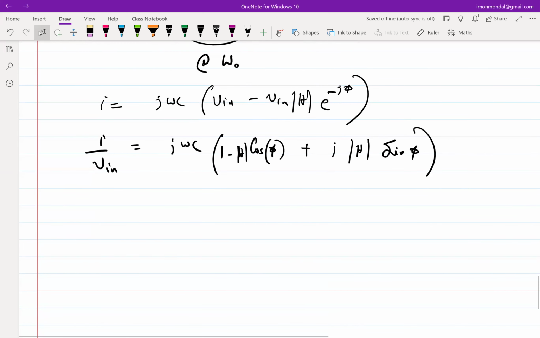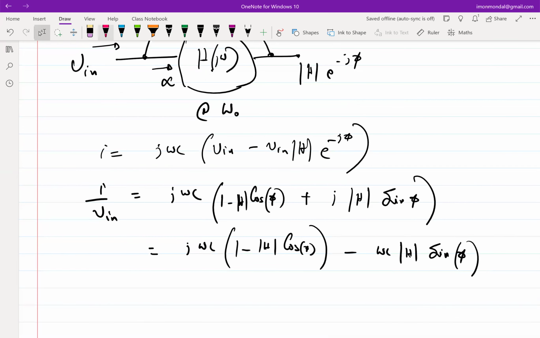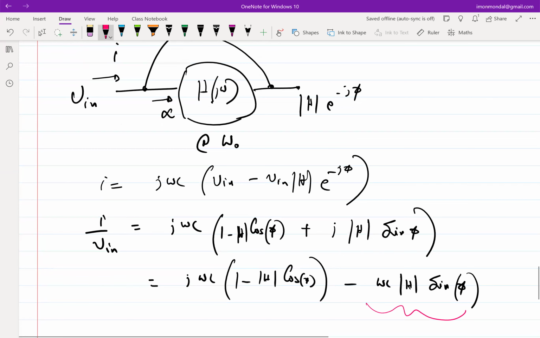Now if I split this, you get an imaginary component, which is j omega C times 1 minus mod of H cos phi, and then you get a real component, negative in sign, omega C mod H sin phi. So note that this real component has come up without the use of any resistor per se. Now you might ask, how have I manufactured H? We'll come to that. But there is a real component.